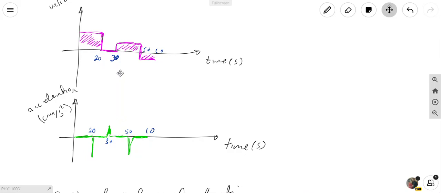Now, at 30 seconds, we have an increase in velocity in the graph of velocity versus time, so we have another spike in the graph of acceleration versus time, right?